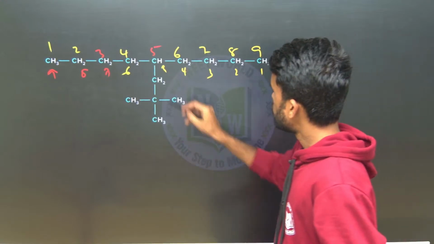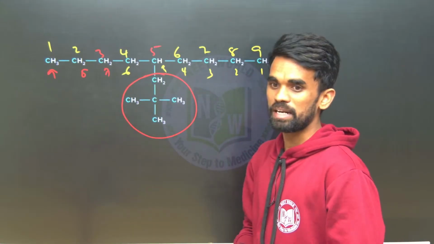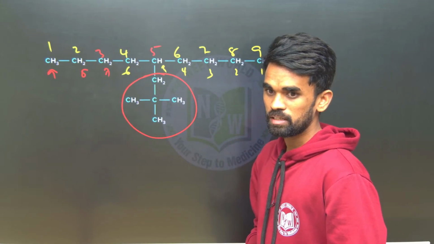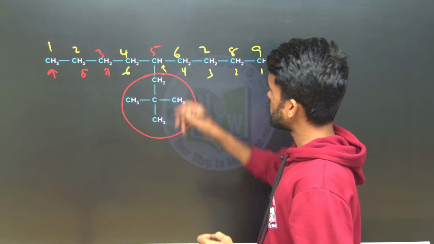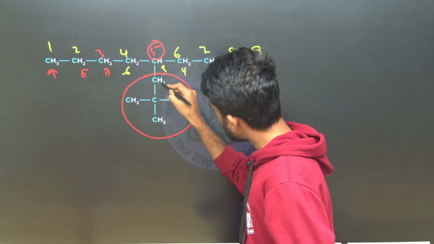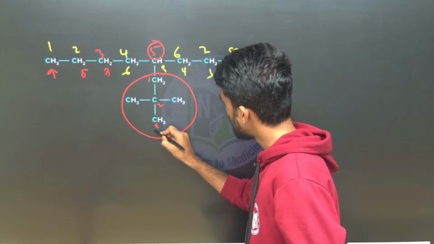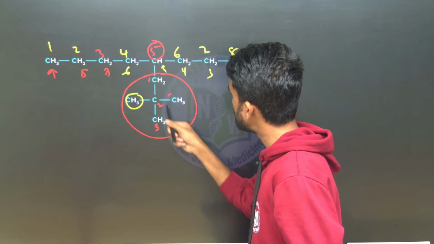And now, what about this? This is a substituent right now. But how will you write the name of the substituent? So now this is a substituent. At what position do we have it? 5th position. Again number this. Again identify the chain here. So 1, 2, 3. At second position you have 2 methyl groups.